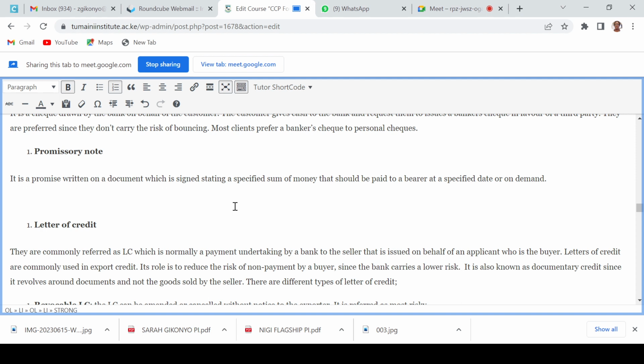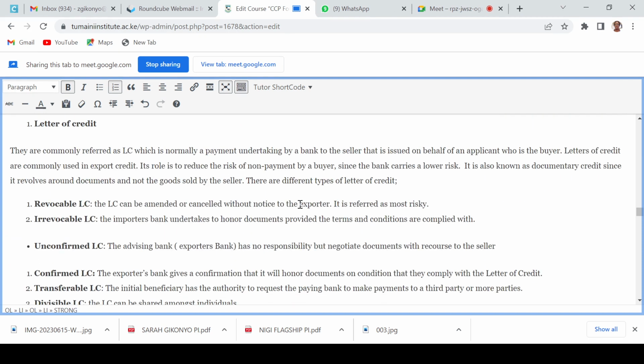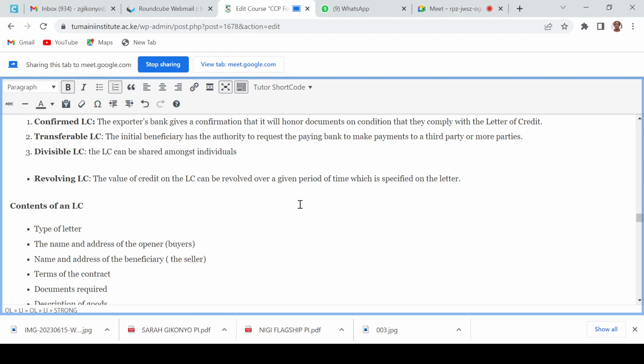A promissory note is written nicely, imeandikwa vizuri, unasema kama unapeleka hata bank, unasema siku fulani huyu mtu mwenye ni bearer huyu unataka mumulipe pesa zake, you draw from my account. So those are promises. You can read more, but rarely will you come across them.